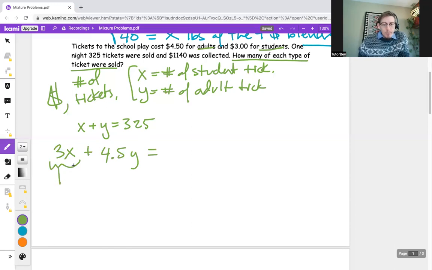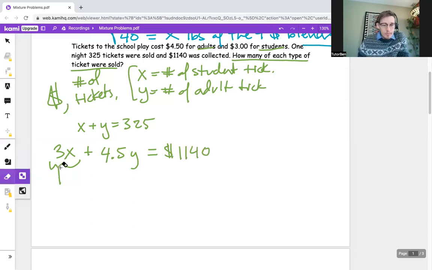So this 3x represents the total money spent on student tickets. This 4.5y is the total amount spent on adult tickets. So altogether, we know how much was spent. There were only adult and student tickets sold. They combined to $1,140. Okay.